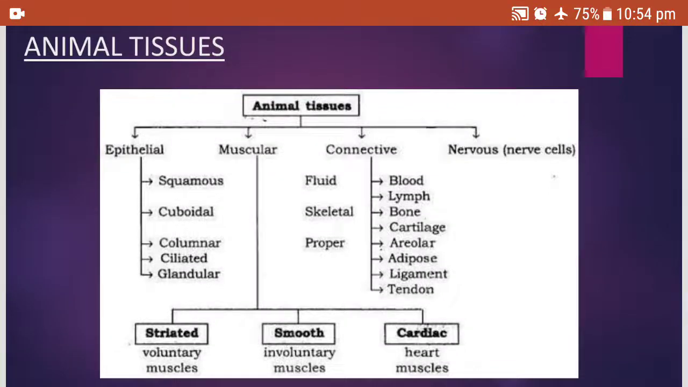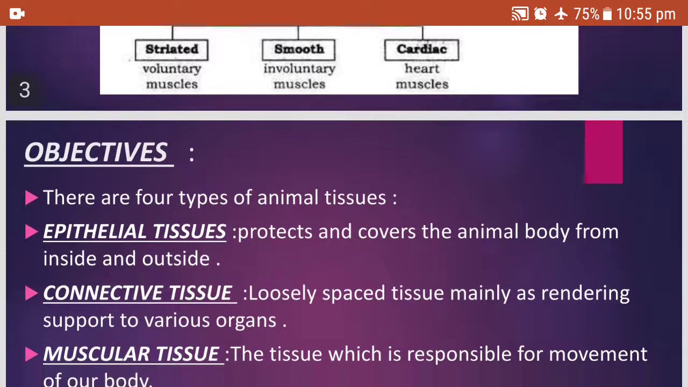We know that animal tissues are divided into 4 types: epithelial tissue, muscular tissue, connective tissue and nervous tissue. And we also know that epithelial tissue is again of various types, muscular tissue is of 3 types, and connective tissue is of 8 types. So we will just see their importance and what the terms used are.